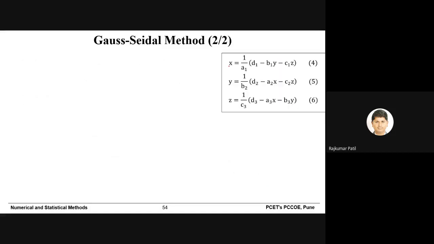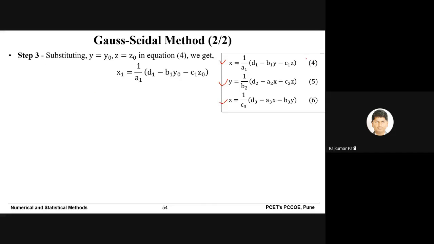Just for understanding purpose, I am again putting the equations in every slide. So initially in equation number 4, if we look at the right side of that equation, we have two unknowns. One is y and the second one is z. Because a1, d1, b1 and c1 are the coefficients and generally they are given to you. So in equation number 4, y and z are unknown, so we will put the initial approximations. And as we discussed, we will put y equal to y naught and z equal to z naught as initial approximations.